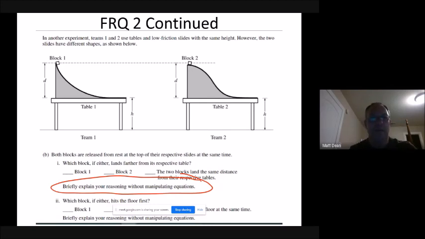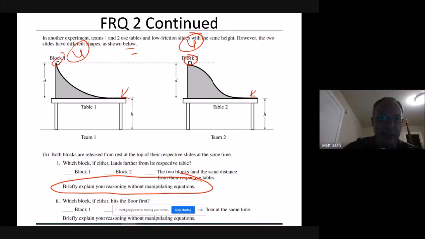Okay, so let's look at it. So here we have two different setups. Notice that both blocks start at the same height above the table, which means they start with equal gravitational potential energies. What's different is the slope of the incline. This one says, which block, if either, lands further from its respective table? What you've got to realize here is that in this case, gravity is acting as a conservative force. In this case, all of the potential energy in both situations is going to be converted to kinetic here.